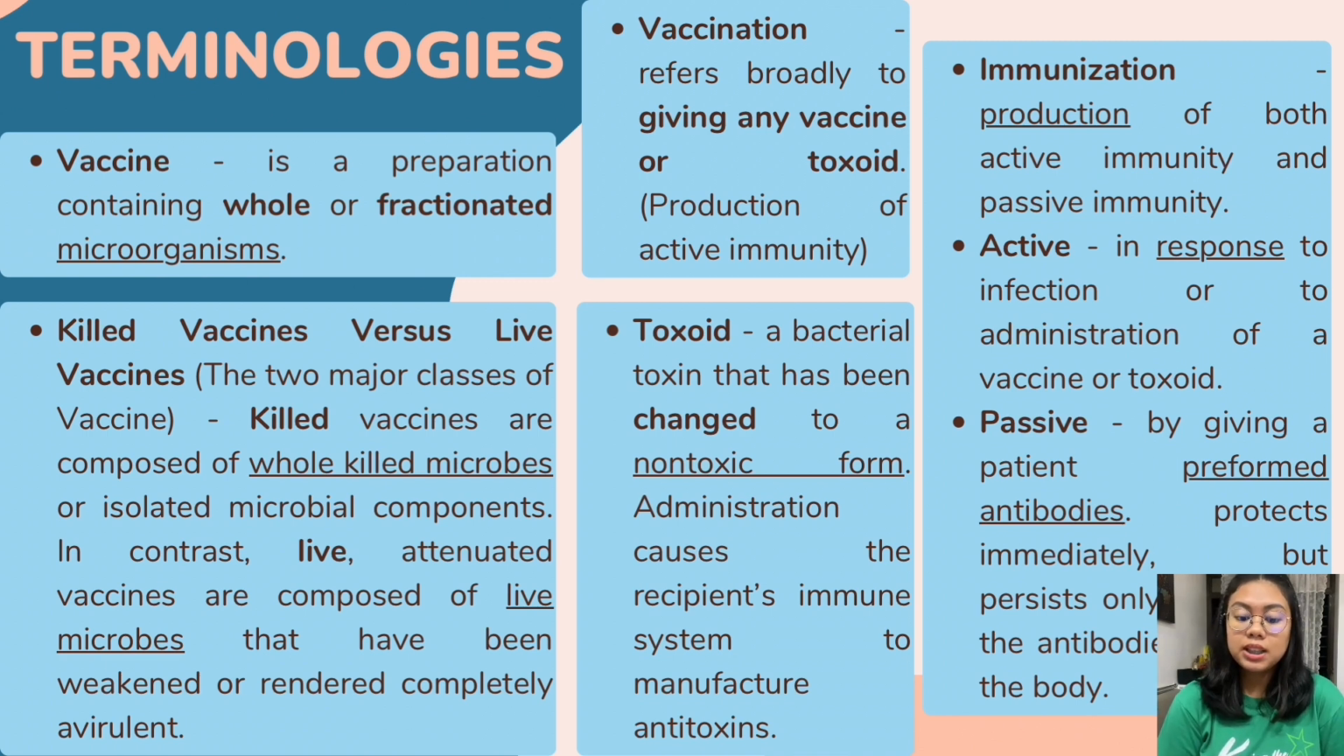Active immunity is a response to infection or to administration of a vaccine or toxoid. Lastly, passive immunity is given by giving a patient preformed antibodies. It protects immediately, but persists only as long as the antibodies remain in the body.